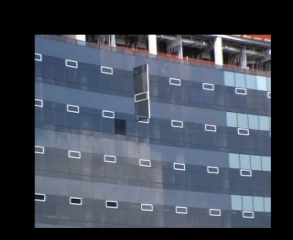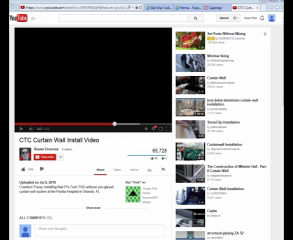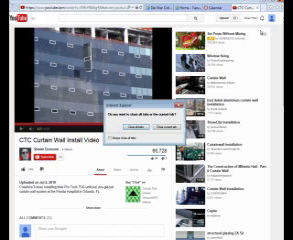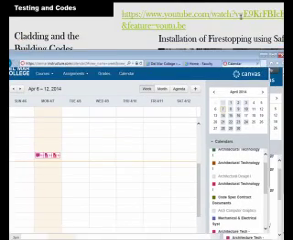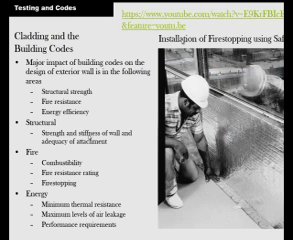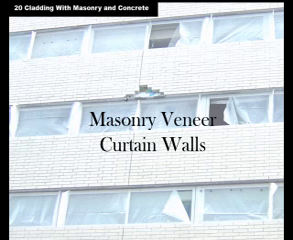Probably enough of that. Let's see. Okay. So then it moves into chapter 20, which talks about the masonry, veneer curtain walls, and I think some stone as well. Or maybe that's 21. I can't remember. It all runs together after so many years.